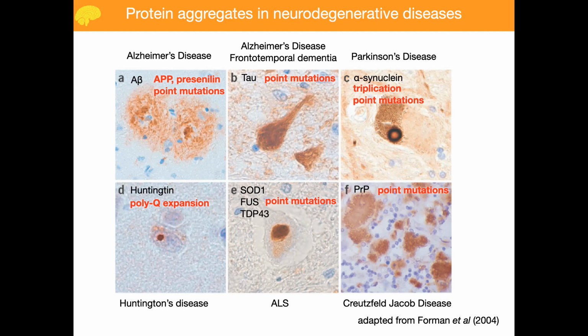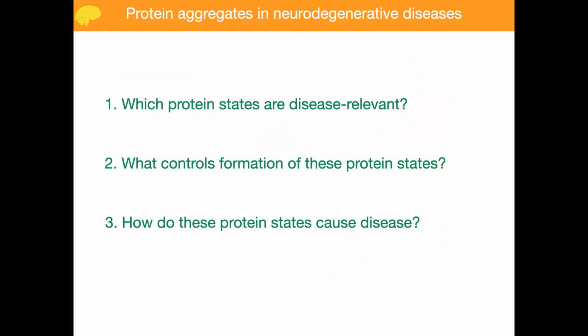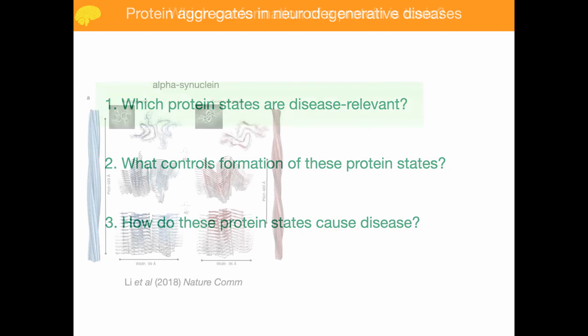So there are then three important questions that my lab is trying to answer, and many people are trying to answer. First, which exact states of a given protein are disease relevant? Second, what controls the formation of these disease relevant protein states? And third, how is it that these protein states cause disease? And today I would mostly focus on the first question, which protein states are disease relevant?